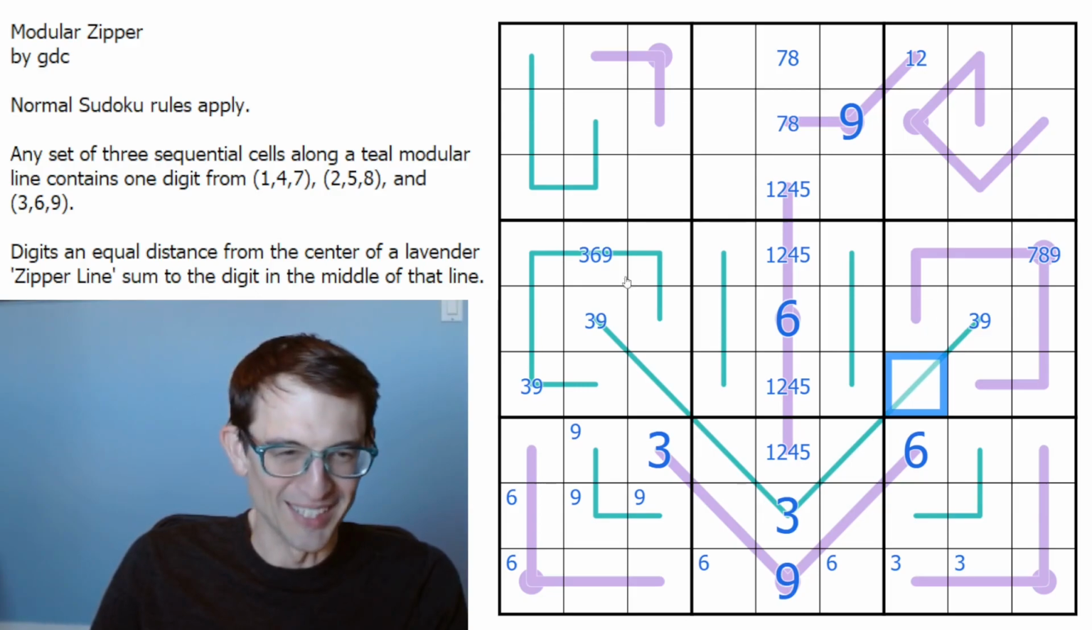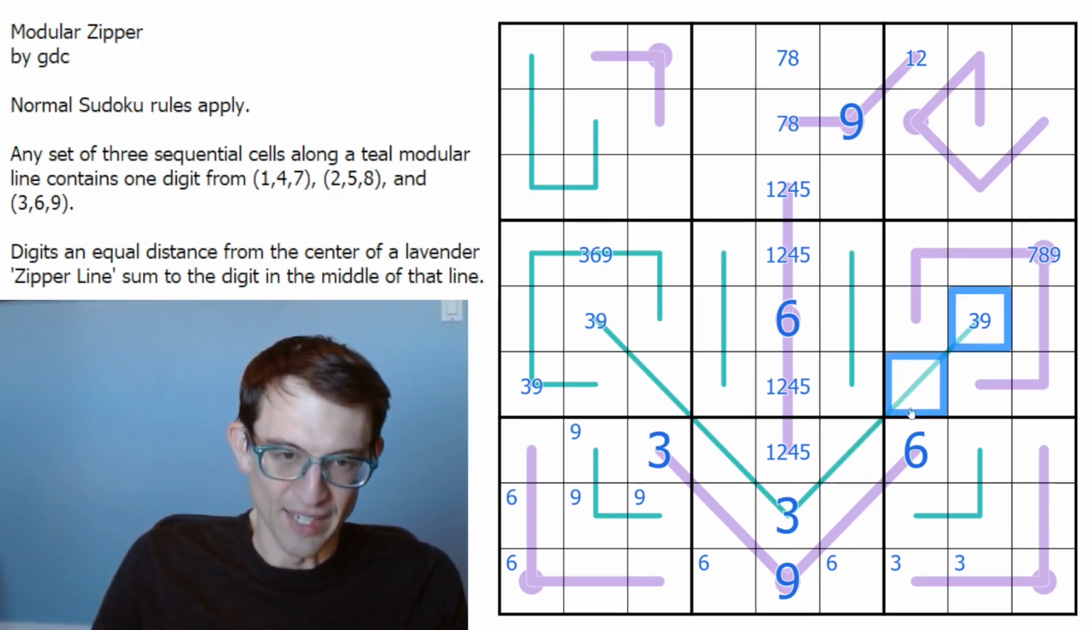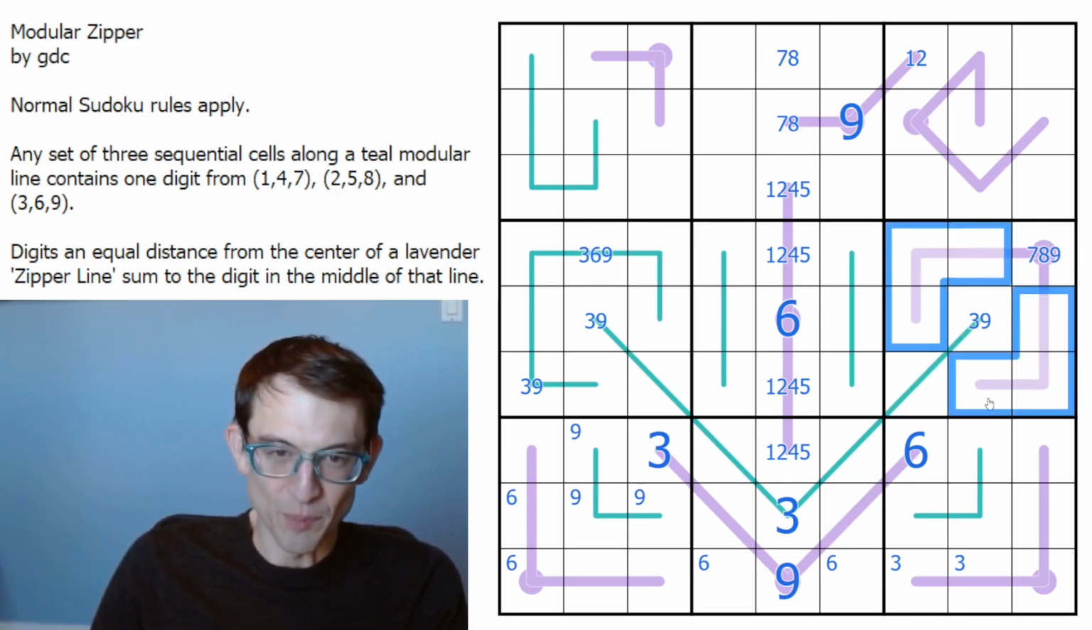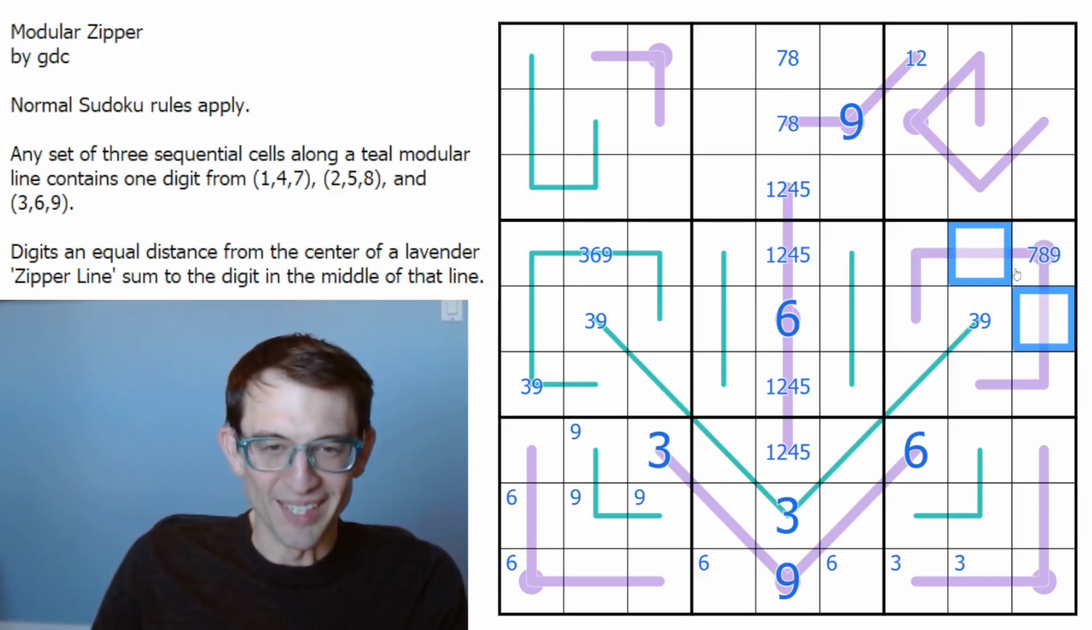So let me try to explain this again. This can't be 3. Why can't this be 3? Suppose it were 3. Well, if this is 3, then this is not 9, because they're 2 digits adjacent on this modular line. They'd be the same modularity. Also, nothing on the zipper arms can be a 9 because they have to sum together to make something that's 9 or less. So I can't put a 9 on one of these because 9 will sum with something to be more than 9, and that will break the zipper.